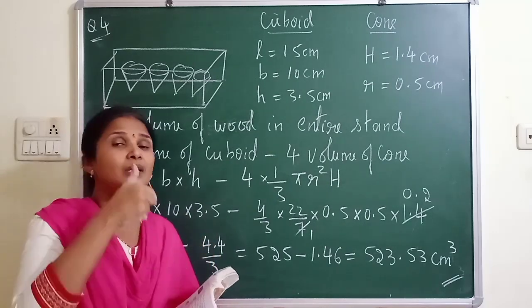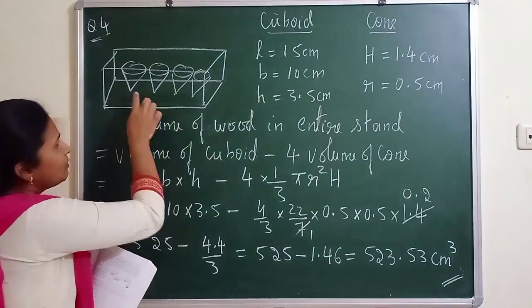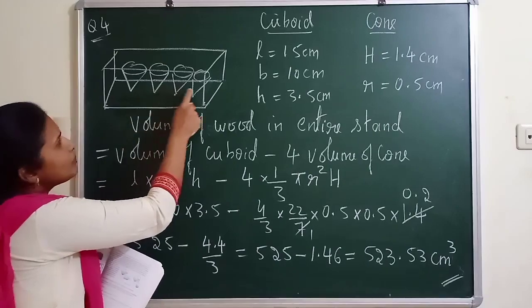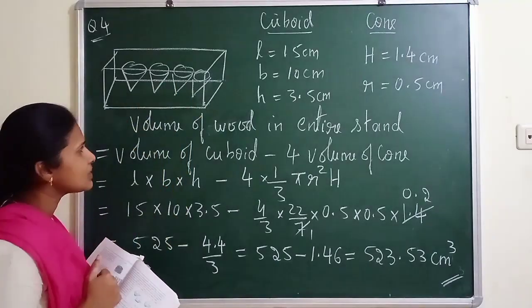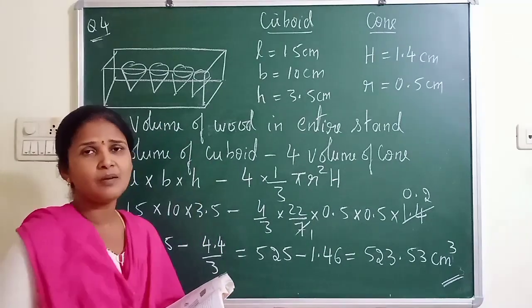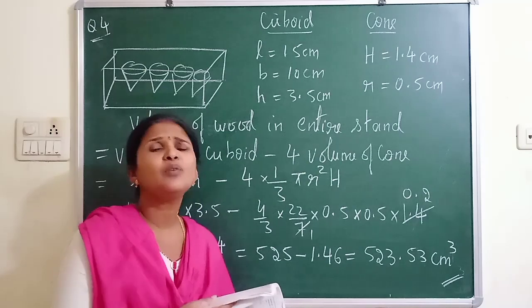From the cuboid, he removes 4 conical parts to put the pen. Pen means we need to put 4 pens in the stand. So 4 conical depressions are made. Now he is asking, find the volume of wood in the entire stand. Now the stand is here. Now you should find the volume of wood. So how to find the volume of wood?